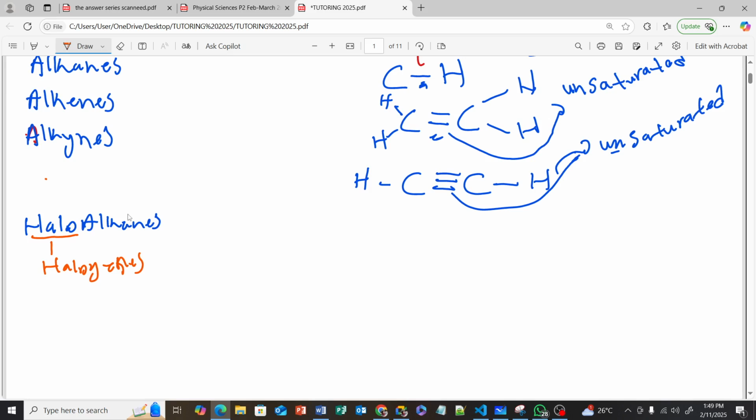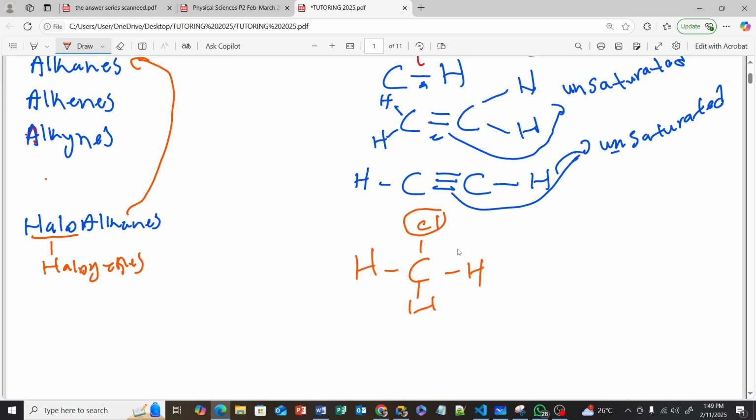Now, haloalkanes is that one over there. Meaning that it will have halogens and alkanes. An example of this will be a carbon bonded to Cl, then also bonded to other hydrogen atoms. So it has a halogen and the other part of the molecule looks like an alkane.